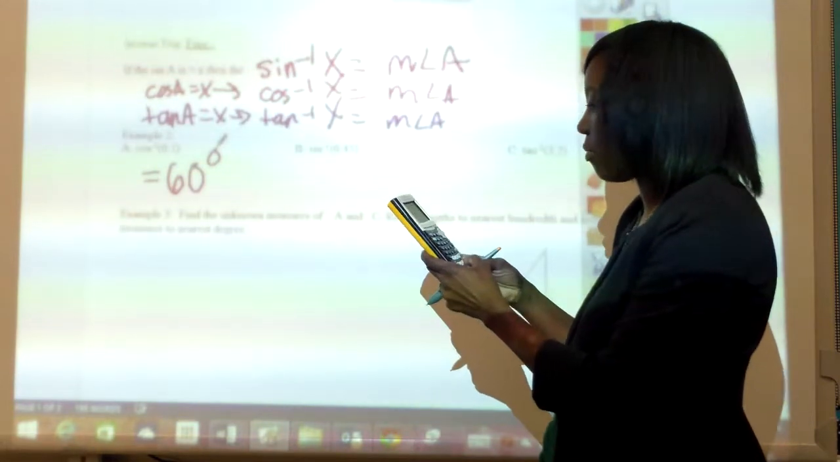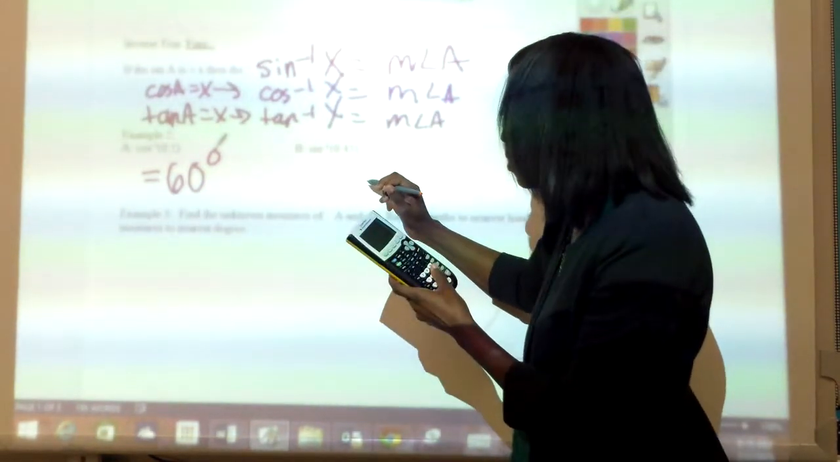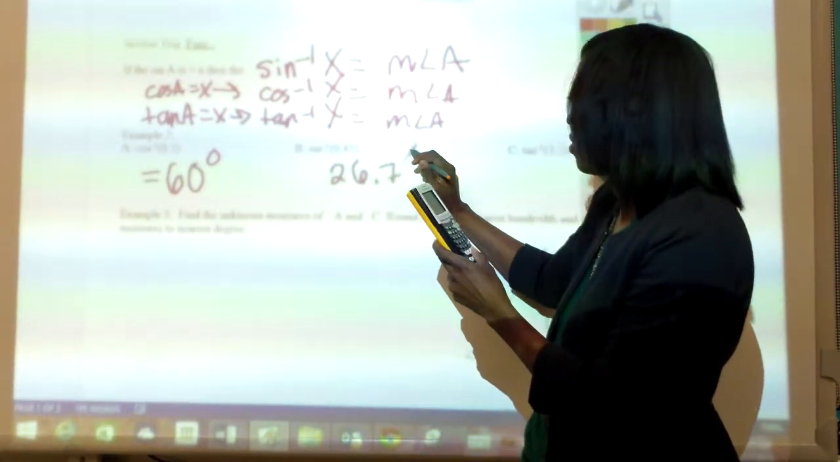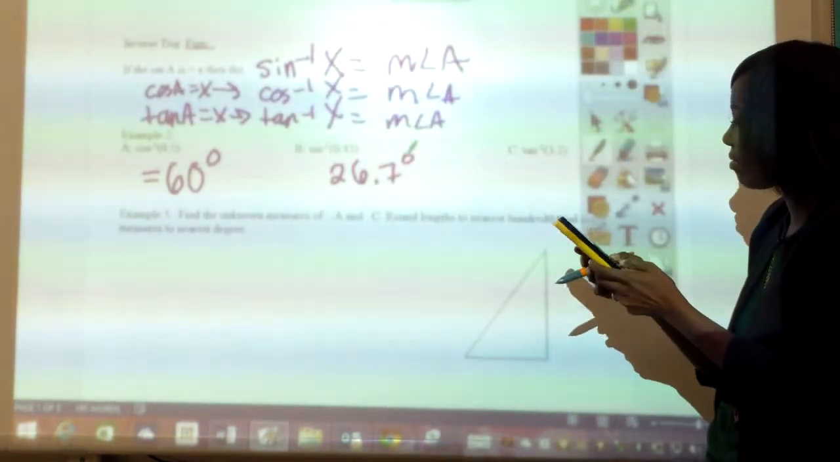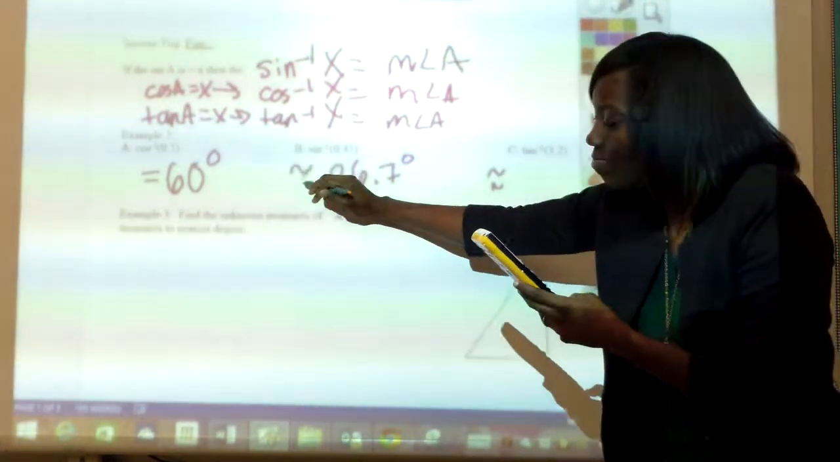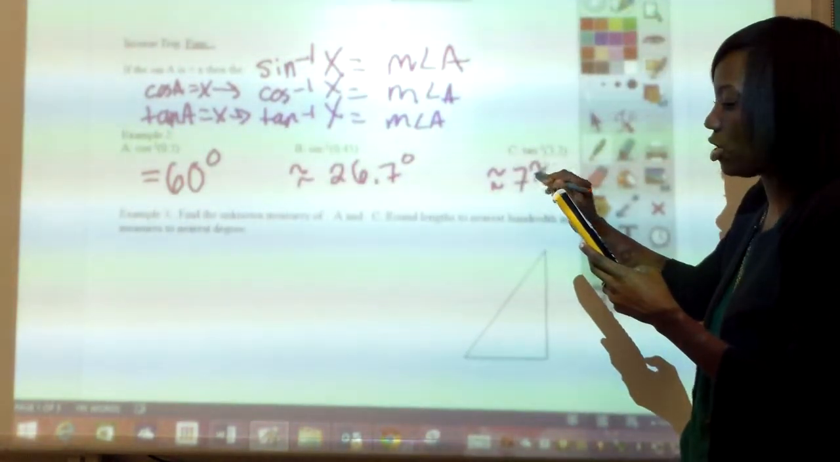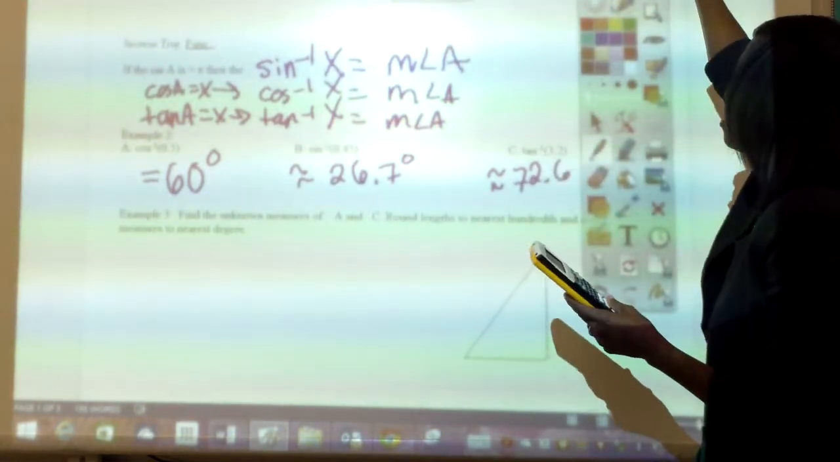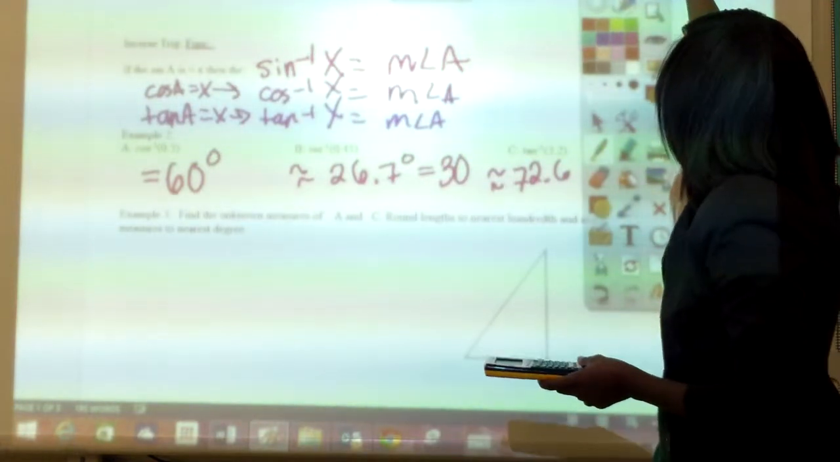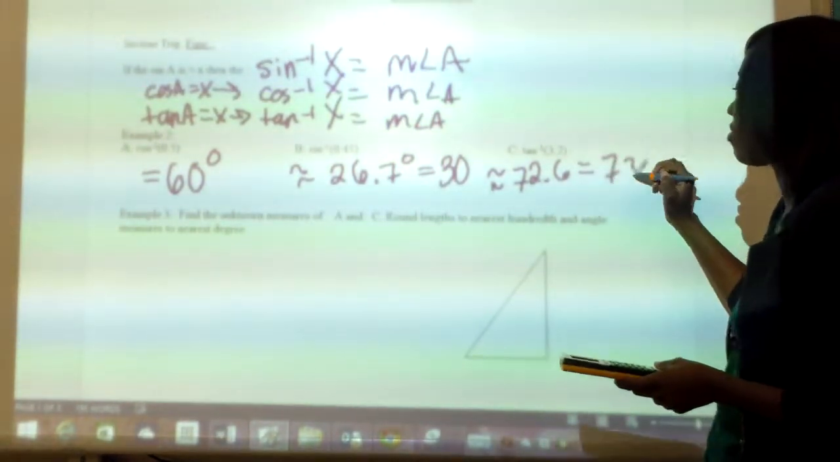Sine inverse of 0.45, that is 26.7 degrees. And tan inverse of 3.2, that is equivalent to 72.6 degrees. Most of the time they tell you round the degrees to the whole number, so this will be equivalent to 30, and this one will probably be equivalent to 73 degrees.